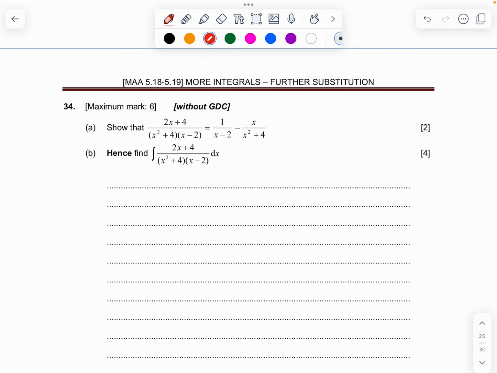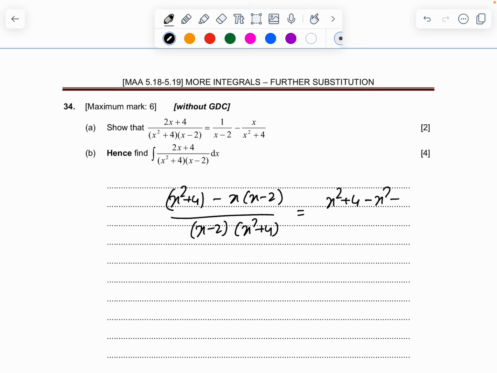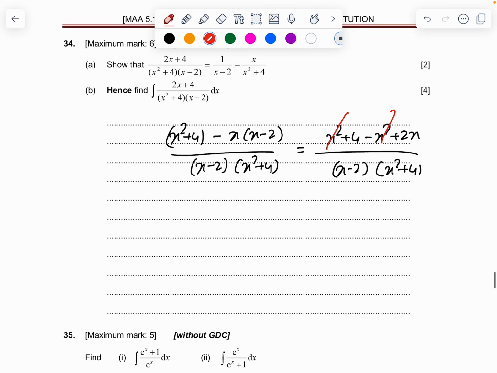Question number 34. Show that. So I take the left hand side and get the right hand side. So x square plus 4 minus x times x minus 2, divided by x minus 2 times x square plus 4. So it becomes x square plus 4 minus x square plus 2x, divided by x minus 2 times x square plus 4. x square cancels and we get the answer.